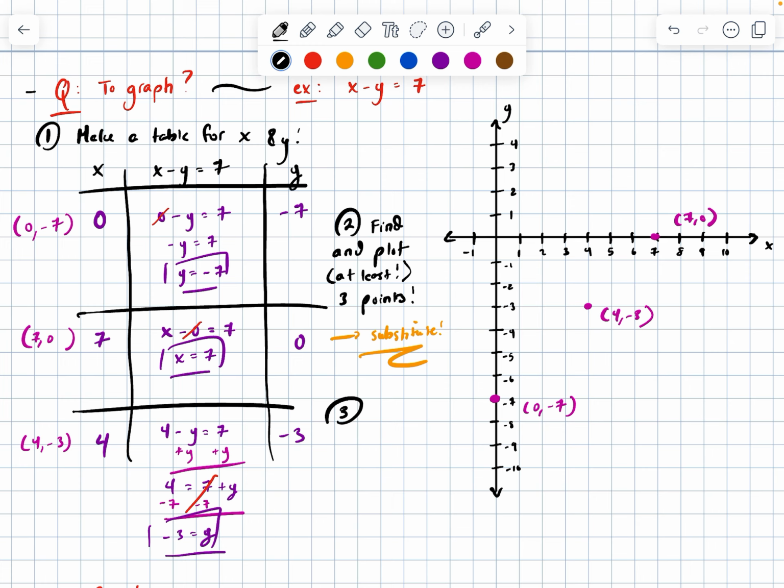And now that I've got my 3 points, one last thing for me to do. We said that the graph of any linear equation is a line. So what's the last thing I should probably do? Graph it. Connect the dots. So the last thing that we're going to do, we're going to connect our points with a line.